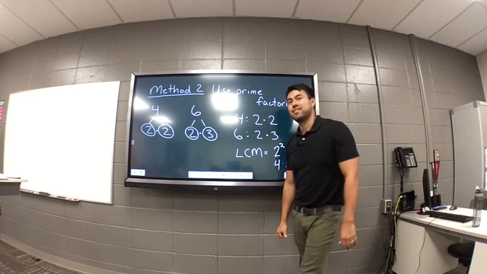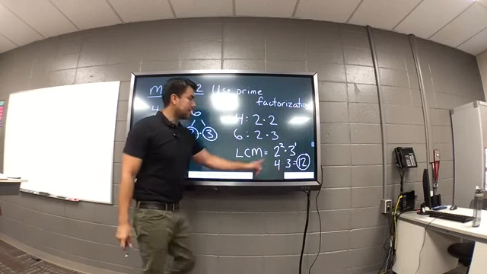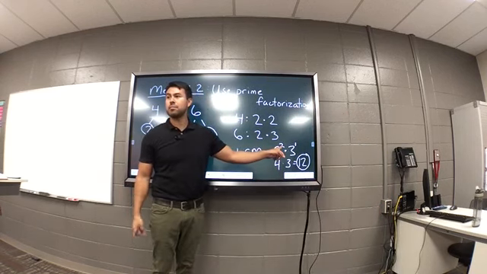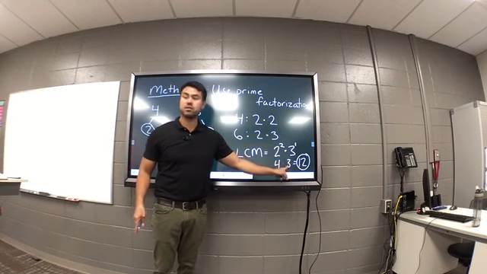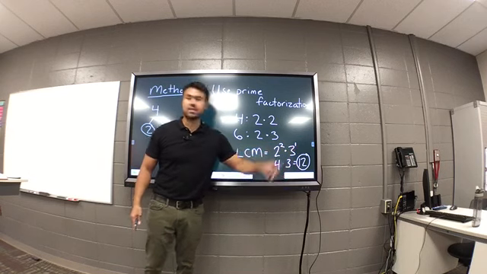Why are you doing 4 times 3? Where'd you get the 4? What's 2 to the second power? That means 2 times 2, which is 4. And then 3 to the first power just means 3. Finally, last step, multiply them out.